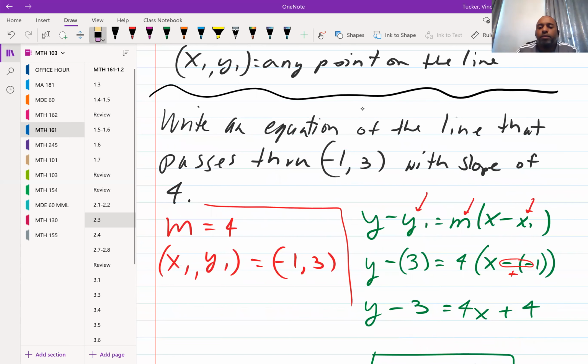And we distribute. So this is y minus 3 equal to 4x plus 4. And then to simplify it all the way, we'll add 3 to both sides. Y is equal to 4x plus 7.